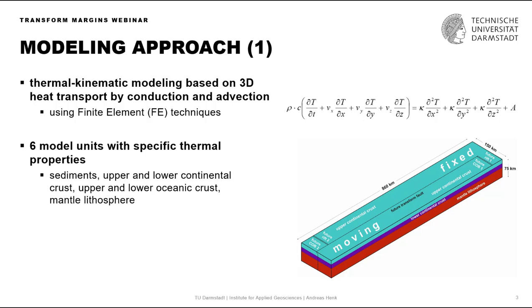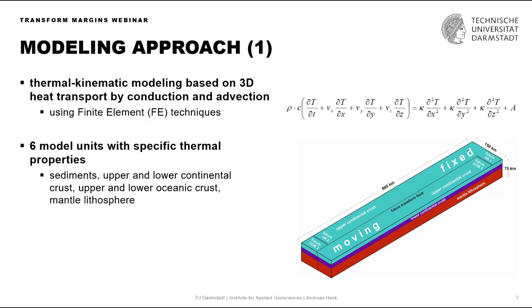In order to get a quantitative understanding of the variable temporal and spatial evolution in the thermal history of a transform margin, and to derive data like heat flow over time, which then can be used as boundary condition for basin and petroleum system modeling approaches, we apply a thermal kinematic modeling approach based on finite element techniques. This approach assumes 3D heat transport by conduction and advection.